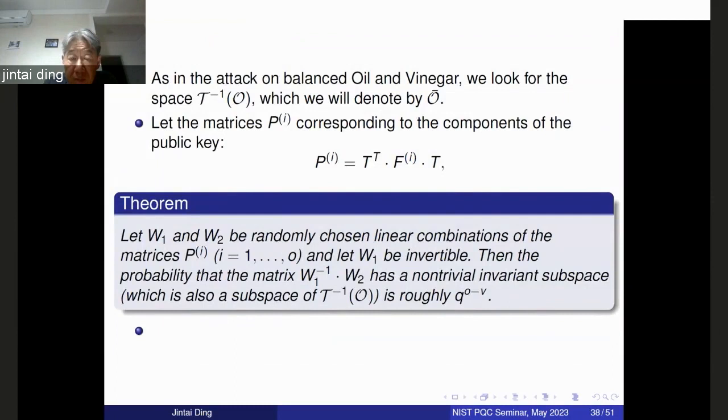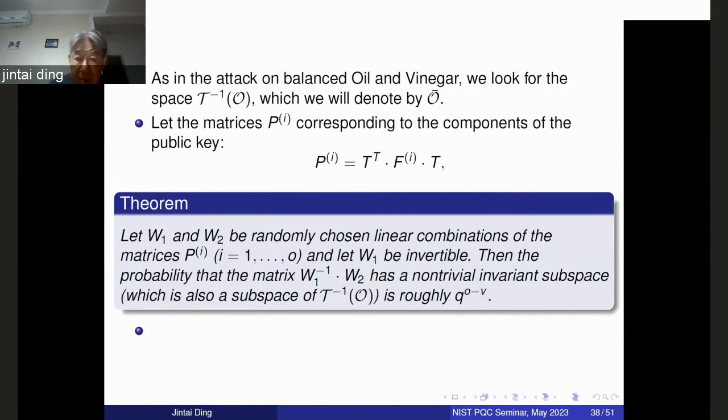Now you would say, how about performing the same attack, which means I compute W1 inverse W2, and then try to find the invariant subspace. Is it possible to work? And then we can prove a very simple theorem. It says, if W1, W2 can be randomly chosen just as we described, then we have a probability statement: the probability that the matrix W1 inverse W2 has a non-trivial invariant subspace, which is also a subspace of T inverse O, is roughly q^(O-V).